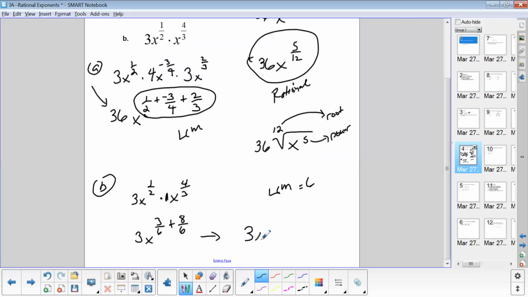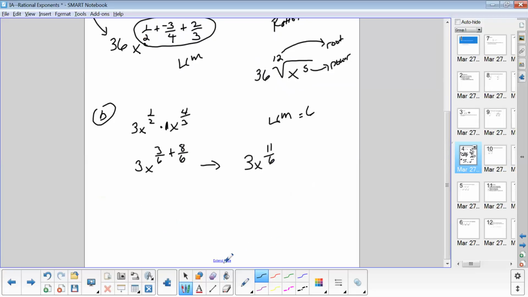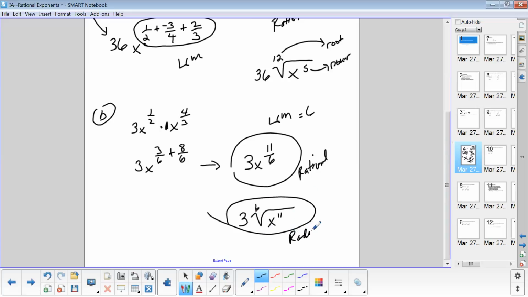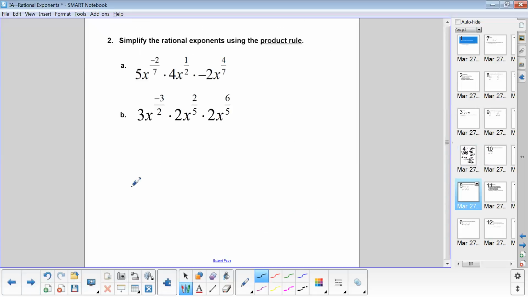To simplify, 3/6 plus 8/6 would give me 11/6, and that would be in rational exponent form. And if I want the radical form, x is the radicand with a power of 11 and a root of 6. And we'll talk more about radical and rational forms in the future. Again, we're using the product rule.